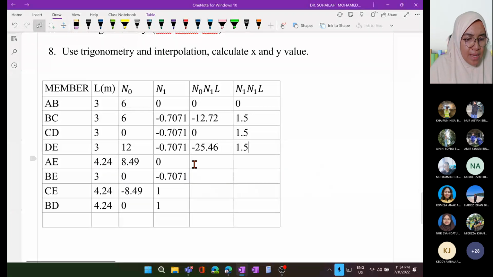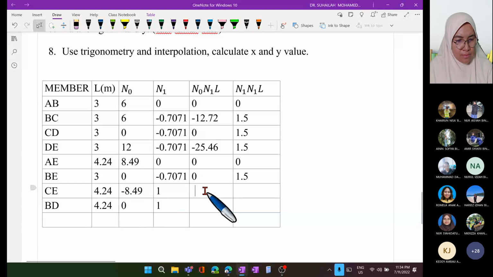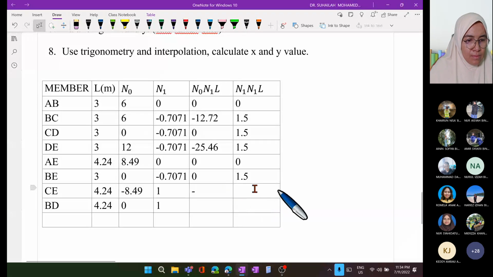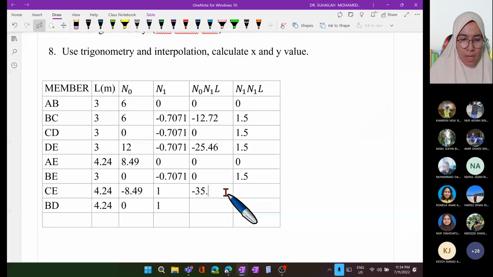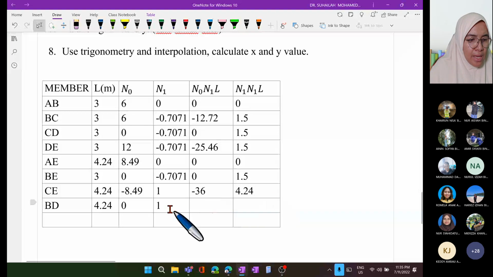Next, AE: this one is 0 and this one is also 0. For BE, 0 and 1.5. Then this one: 4.24 times negative 8.49 gives negative 36. And then 1 times 4.24 is 4.24. Last one: this is 0, and 4.24.